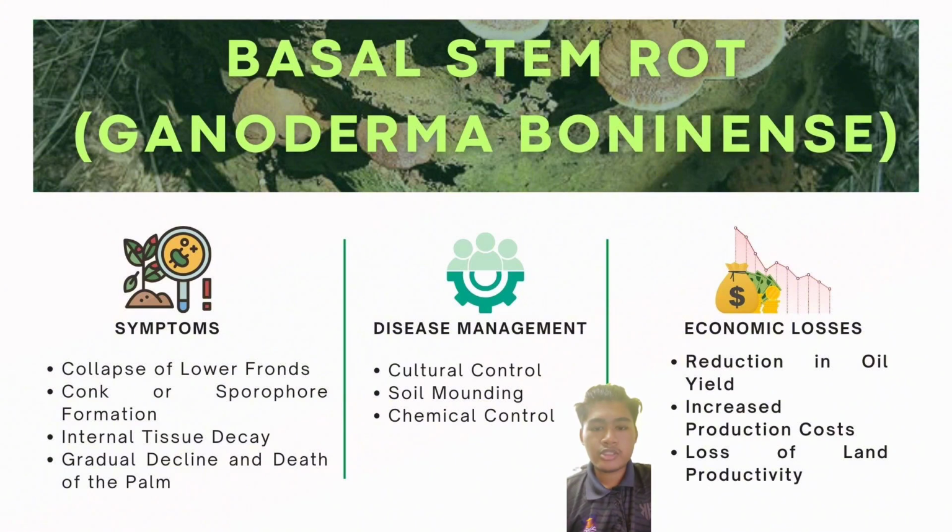The next symptom that we can look into is the gradual decline and death of the oil palm. As the disease progresses, the overall health of the oil palm declines. The palm becomes more susceptible to wind breakage, and the eventual result is the death of the infected tree.